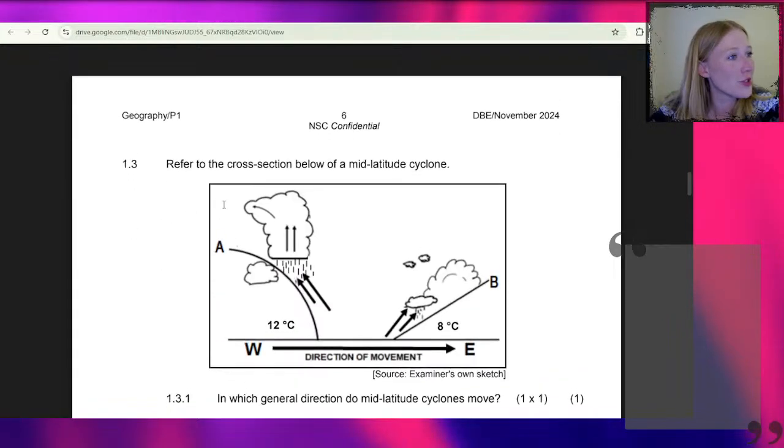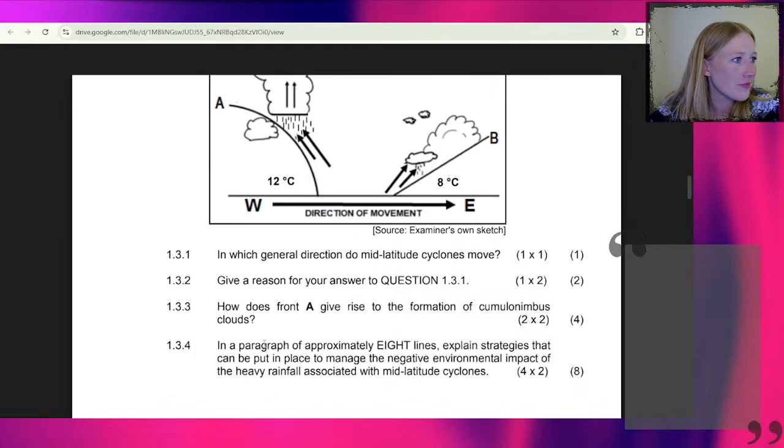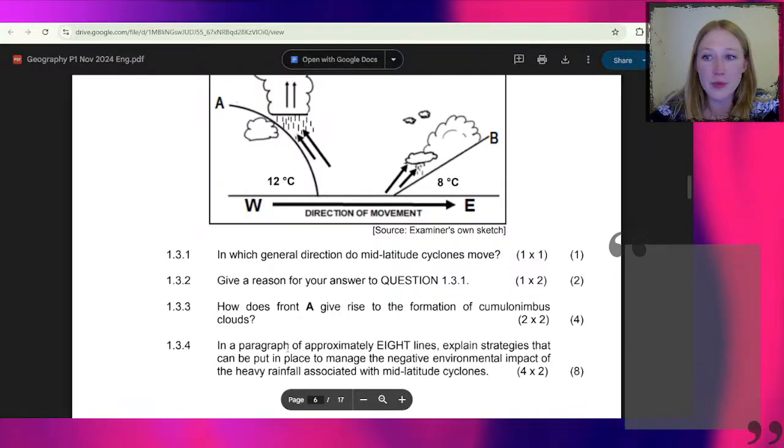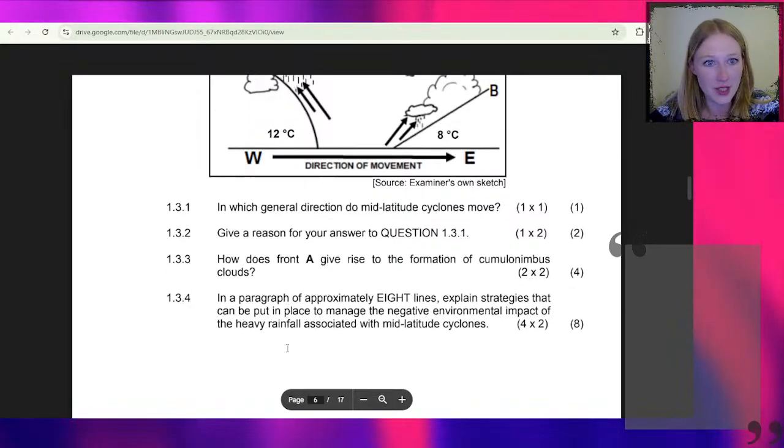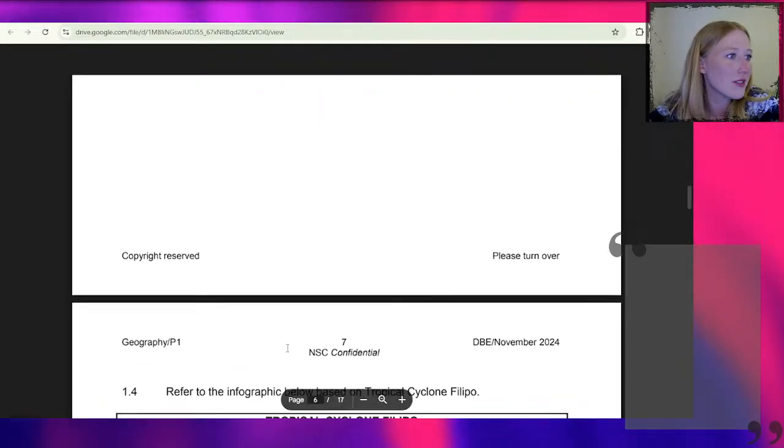Okay, refer to the cross section of mid-latitude cyclone. I think we've done a lot of mid-latitude cyclones, so I'm just going to skip this section. Just want to get to the stuff that we haven't really covered.